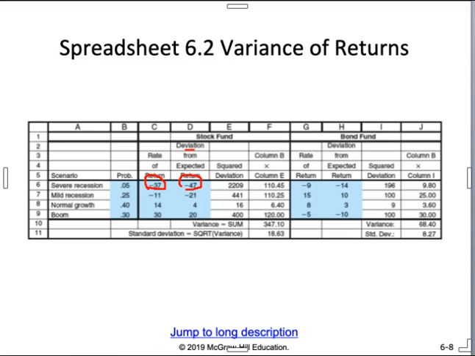We square the minus 47 and get 2209. And we do that for each of these economic scenarios here, for each line. Now we multiply the 2209 times the probability over here of 0.05, and we get 110.45. We do that for each line, sum them, and we get the total, which is variance. You've calculated variance, and take the square root of variance, and you'd get the standard deviation. So we do that for both the stock fund and the bond fund.